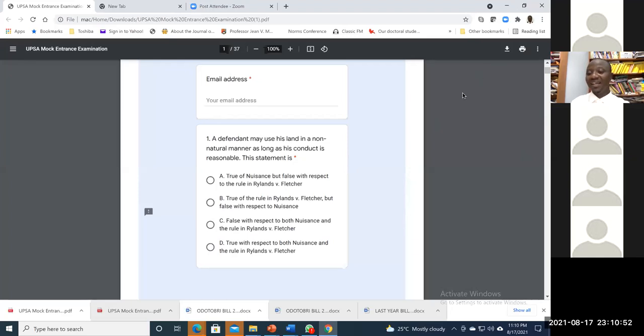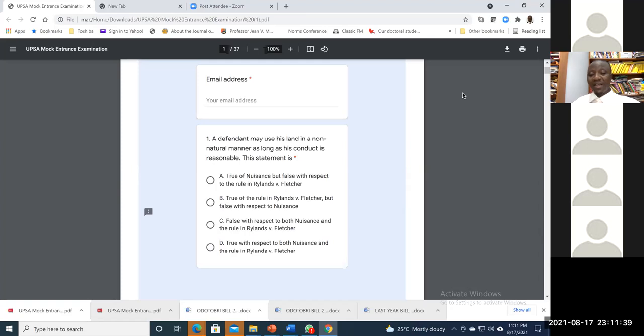Okay, Doc. Yes, go ahead. Okay, so I think the principle in nuisance is that, one, your conduct must be unreasonable, and that unreasonable indirect conduct of yours must cause a physical injury to another person's land or interfere with his enjoyment of his land. So I think if the conduct is reasonable, as long as it is reasonable, you can't be held liable for nuisance. But even though your conduct might be reasonable, if the accumulation escapes and causes a mischief, you can be held liable under Rylands and Fletcher.